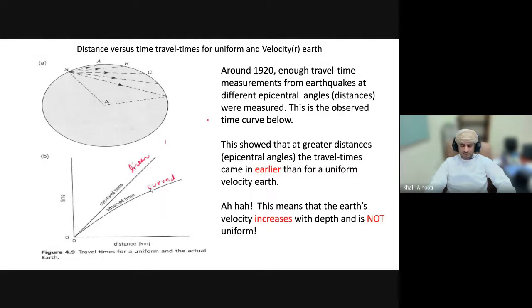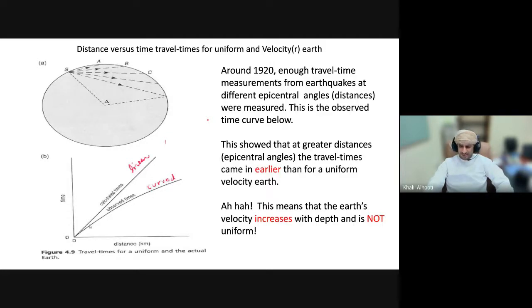So how can I tell whether the velocity is increasing or not? Based on this relationship, time versus distance. The simplest answer is that we consider the slope. The gentler the slope, the higher the velocity. The steeper the slope, the lower the velocity. Slope is the change in the y-axis over the change in the x-axis, so the slope is the reciprocal of the velocity, one over the velocity. We can calculate the velocity if we know the slope.